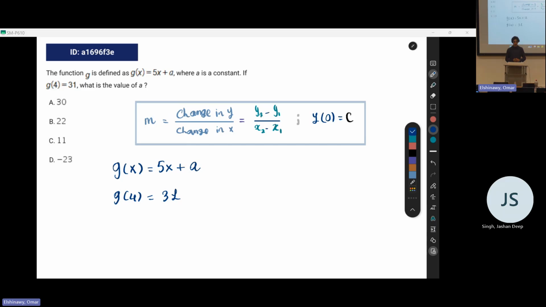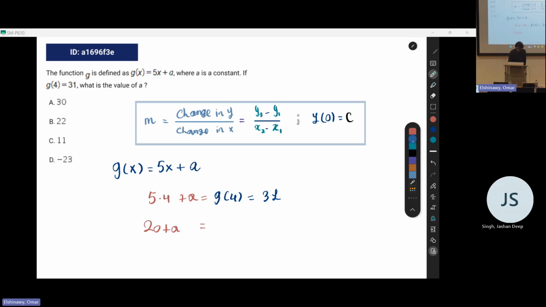You just put 4 plus a equal 31. So you're saying that g of x is equal to 4, but g of x is also equal to 5 times x plus a, and then for x I just put 4. Yeah, okay, that's great. That's actually the way to do it.